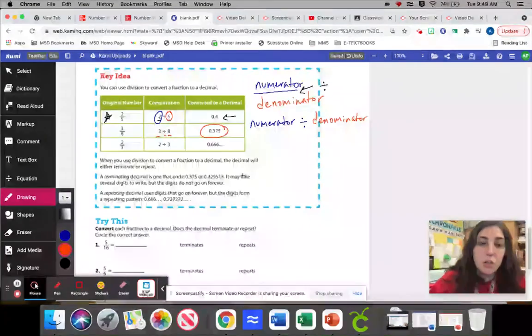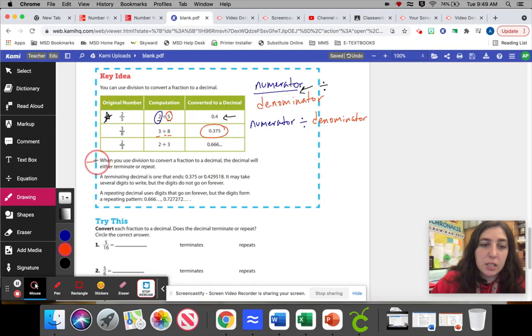You may get a terminating or repeating decimal. That's the next thing they want to talk about. So when you are converting a fraction to a decimal, you're either going to get a terminating or repeating decimal. Let's look at the examples they gave us. 0.4. That is definitely a terminating decimal because it stops. Same with 0.375. This is also a terminating decimal because it stops. We don't see a repeated number over and over again.